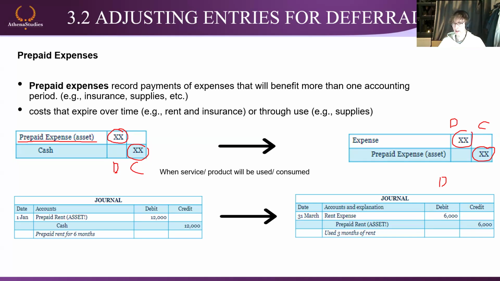And if you remember from earlier, debiting expenses means they go up, right? Just take a quick sip of water. You can also see all of this happening at the bottom here.